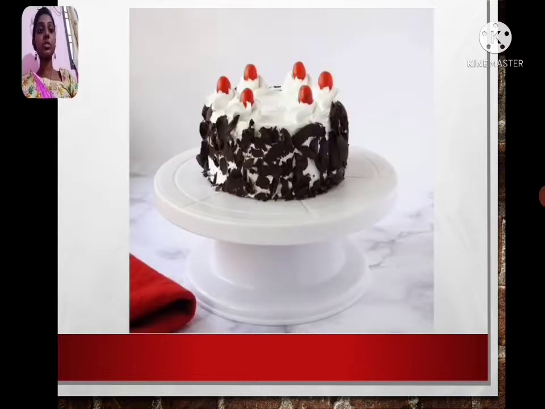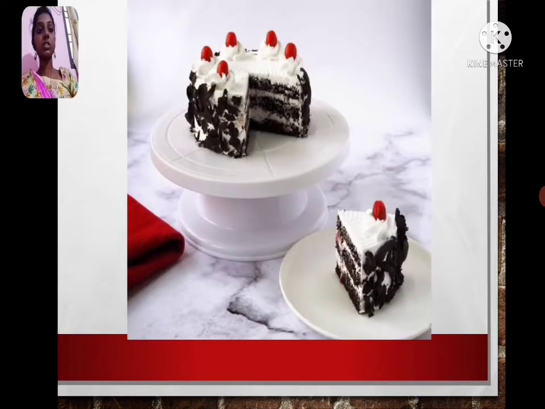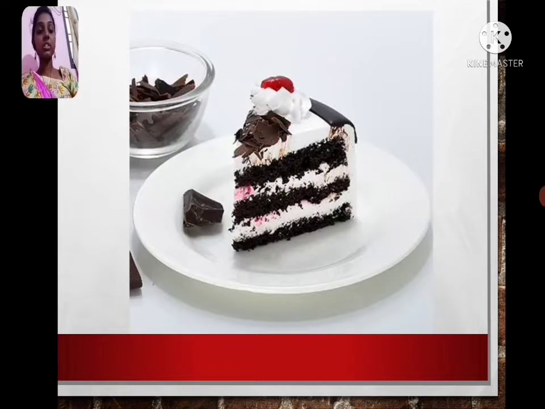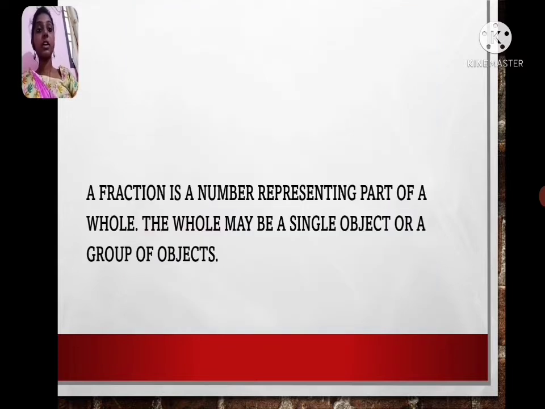Suppose you have a cake in front of you and you want to eat it. What will you do? You will cut a slice from the cake and have it apart. This slice which you have cut out from the cake is called a part of the cake, or a fraction of the cake. So the definition of fraction goes like this. A fraction is a number representing a part of a whole. The whole may be a single object or a group of objects.